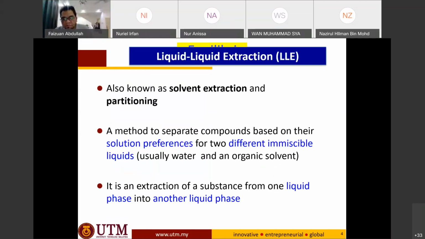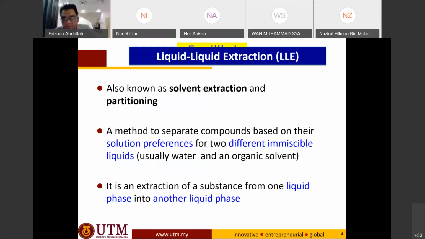So this method is done to separate compounds based on their solution preference for two different immiscible liquids, usually water and organic solvent. For this LLE, we need to make sure that they will not mix together. For example, solvent and water will not mix together. It is an extraction of a substance from one liquid phase into another. So in this example, we use the separating funnel for the liquid extraction.